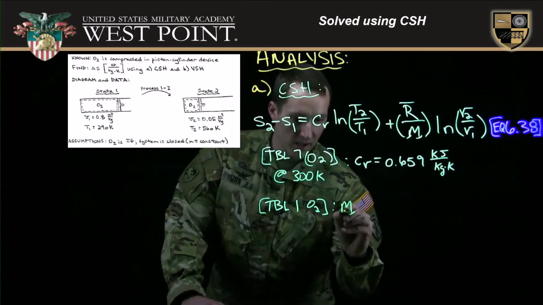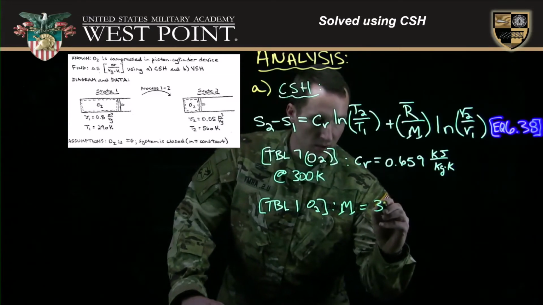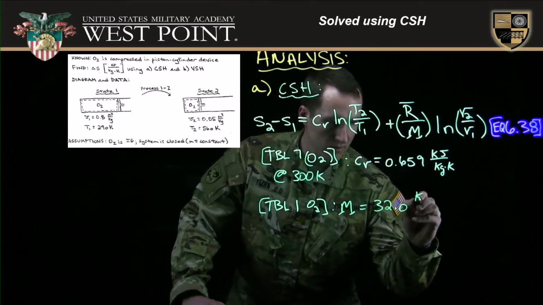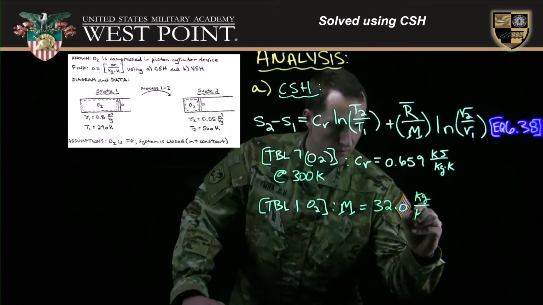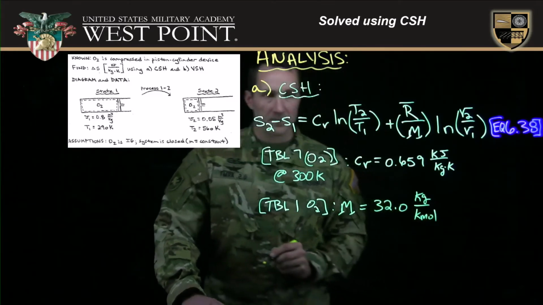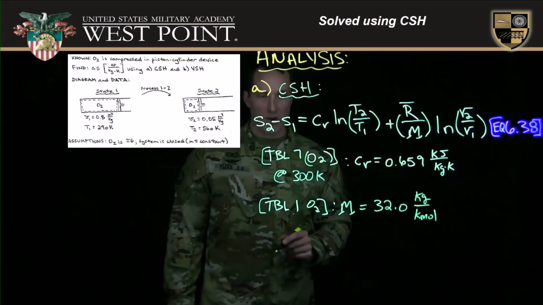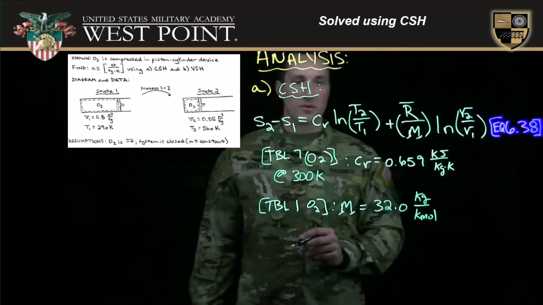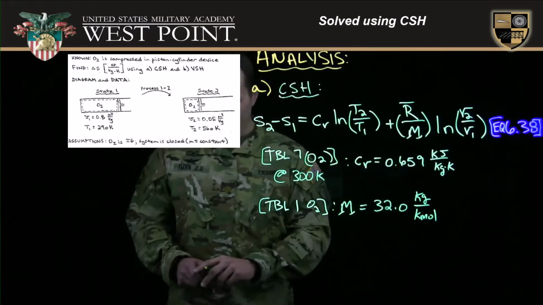And our molecular weight is equal to 32.0 kilograms per kmol. All right, so now we have all the information we need to solve for our change in entropy.